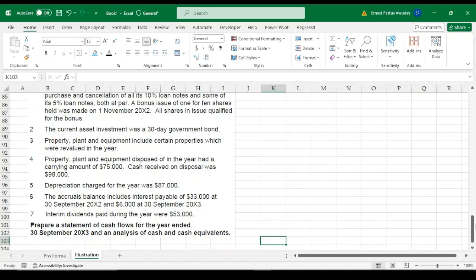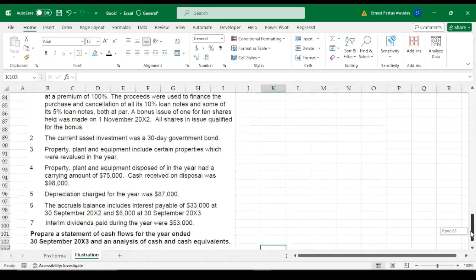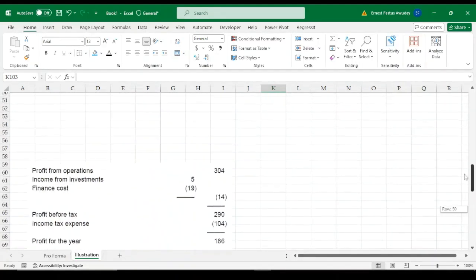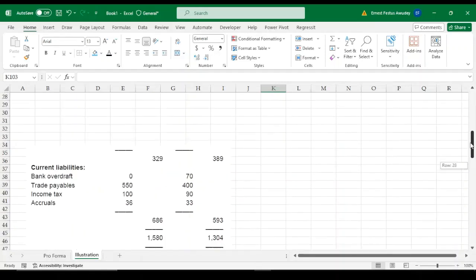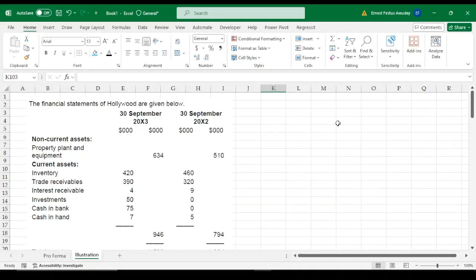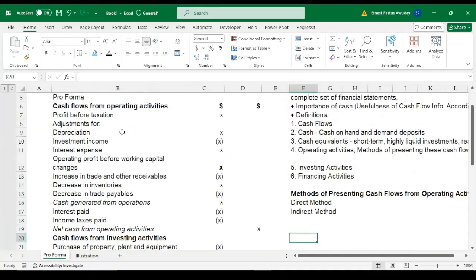Now, we need to prepare the statement of cash flows for the year and the analysis of cash and cash equivalents. So our focus is actually to prepare the cash flow statement. So let's look at how we are going to deal with that. Now, as I always say, when it comes to using Excel to prepare all of these financial statements, first of all, you need to present the pro forma financial statement. So I'll come here to my first slide.